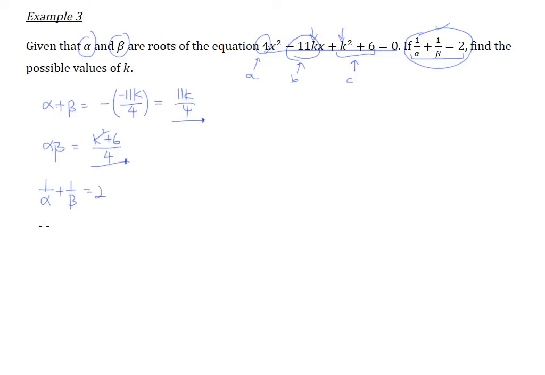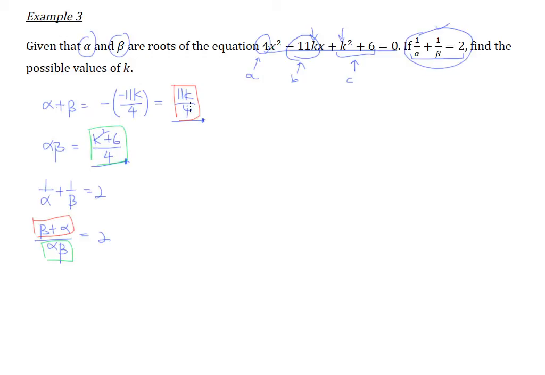Okay, which means that if I were to simplify this a little, I'll get beta plus alpha over alpha beta is equal to 2. Okay, this being making a common denominator. And what I need you to be able to see now is that this alpha plus beta is something we know over here, which is 11k over 4. And let's use another color, green. This alpha beta is this same value over here, which again involves k.